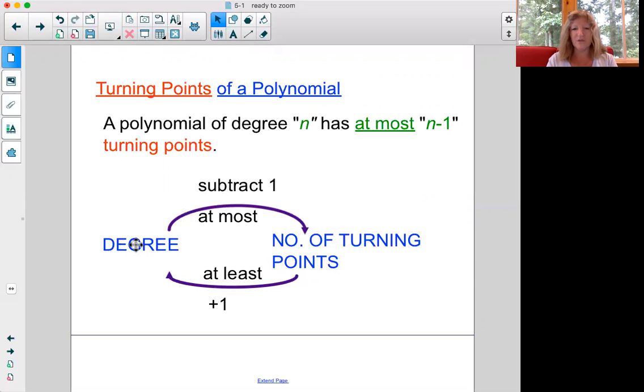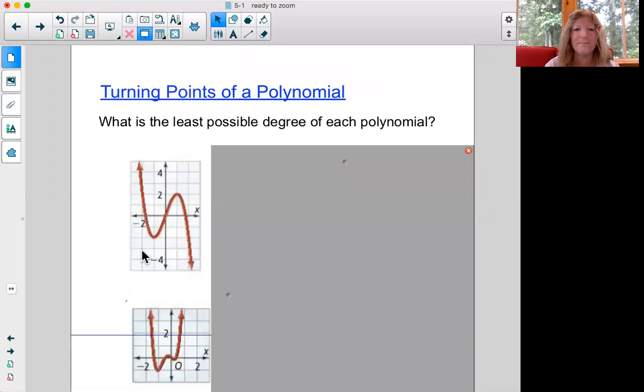So if I know the degree, I can figure out the maximum possible turning points. Could be less, but can't be more. If I see the number of turning points because I see the graph, then I know that I add 1 to see the minimum possible degree. It's at least that degree. Could be higher, but it's at least that.